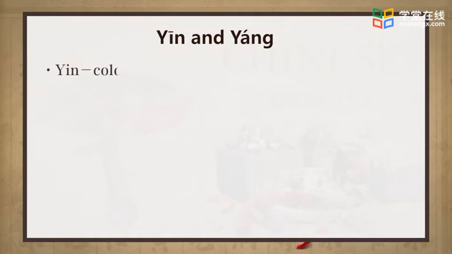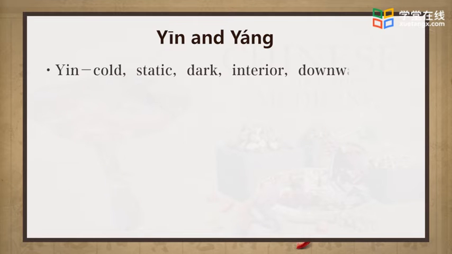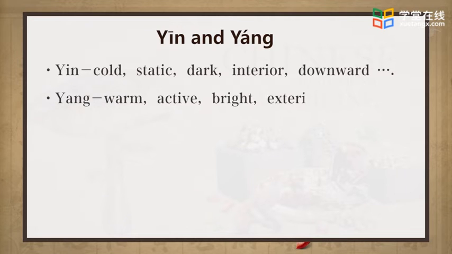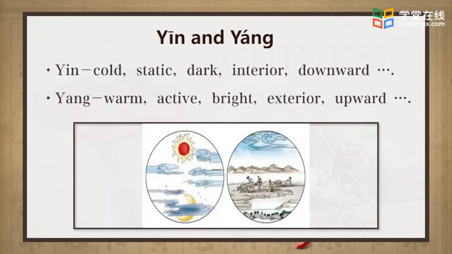Generally speaking, yin is used to describe things or phenomena which are cold, static, dark, interior, downward, etc. While yang is used to describe things or phenomena which are warm, active, bright, exterior, upward, etc. For example, the sun and the moon. The sun is much brighter and warmer, while the moon is much darker and cooler. Therefore, the sun belongs to yang, while the moon belongs to yin.